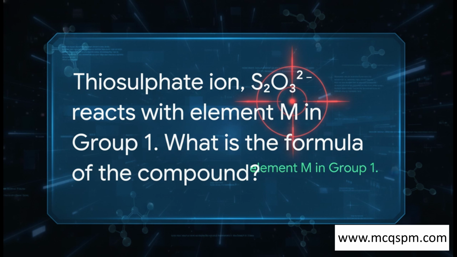First look, I know it might seem a little intimidating with that big S2O3 2- formula. But don't panic. Seriously, take a breath. The question gives us all the clues we need. All we know is some element M from group 1 is reacting with this thing called a thiosulfate ion. Our job is to figure out the formula of the compound they make together.